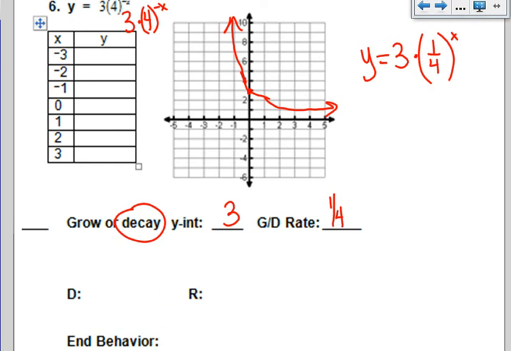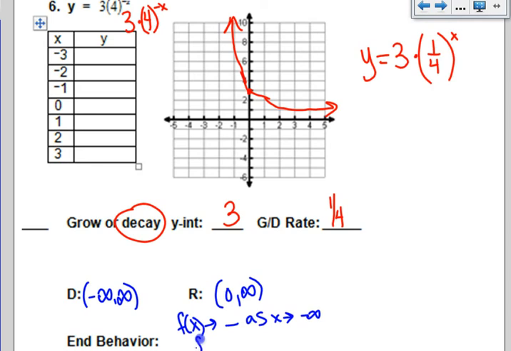The domain goes from negative infinity to infinity, and the range, still low to high, is 0 to infinity. And the end behavior starts the same way. F of x approaches something as your x's go to the left, and f of x approaches something else as your x's go to the right. So when I look at my function, as your x's go to the left, it seems to be going up to infinity, and as my x's go to the right, to infinity, the function is approaching 0.